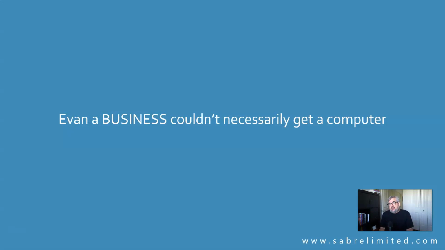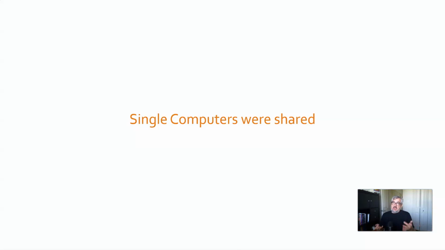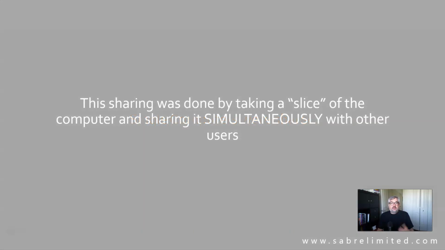Even businesses couldn't always afford to have these servers. So what you ended up doing was you ended up having these single computers, these giant room-sized computers, and they were shared by people. The way they did the sharing was they would take a slice of the computer, kind of like dividing it into a pie, because the computer had all kinds of memory in it, all kinds of CPUs or microchips, processors in it, and it had hard drive space or tape space or whatever the computer had back then. And you could slice off pieces of it and allocate it to people, and they could simultaneously share it.